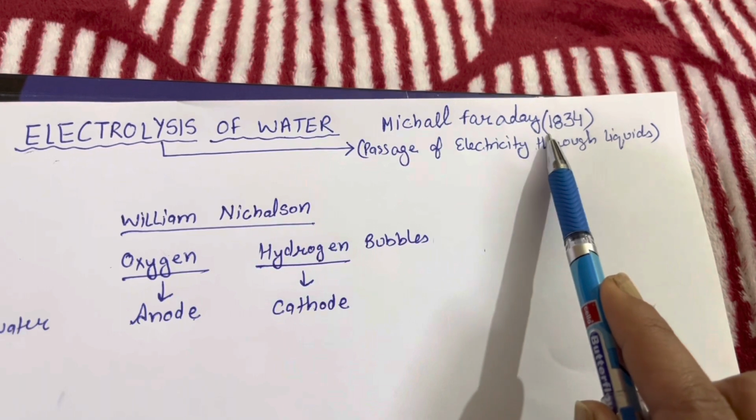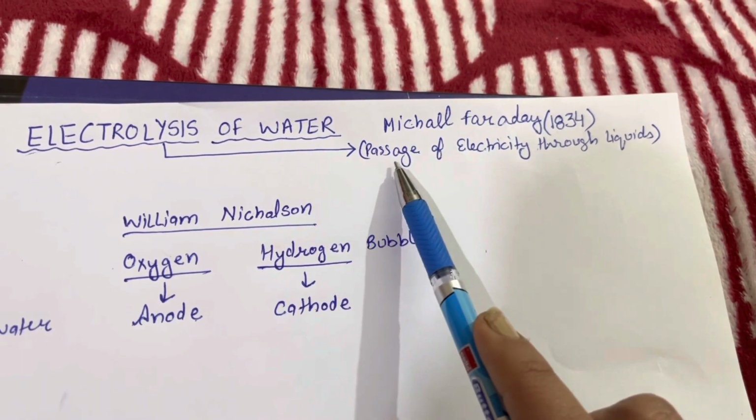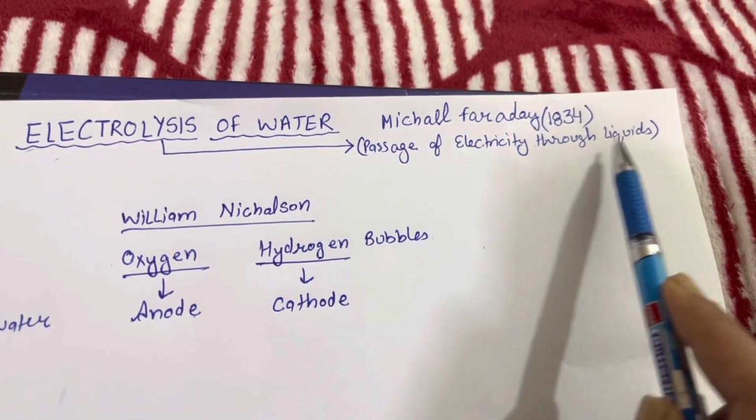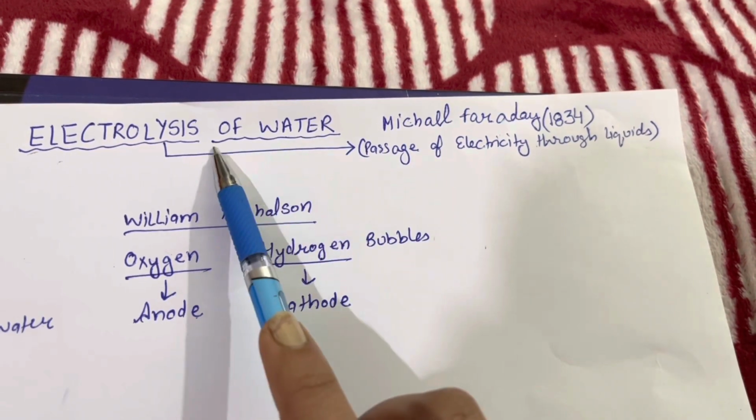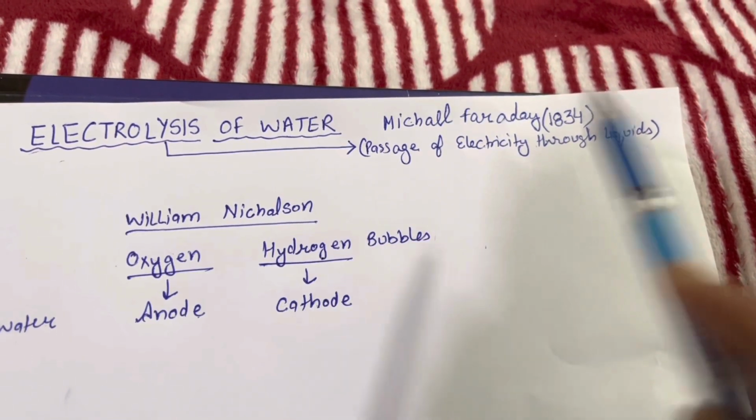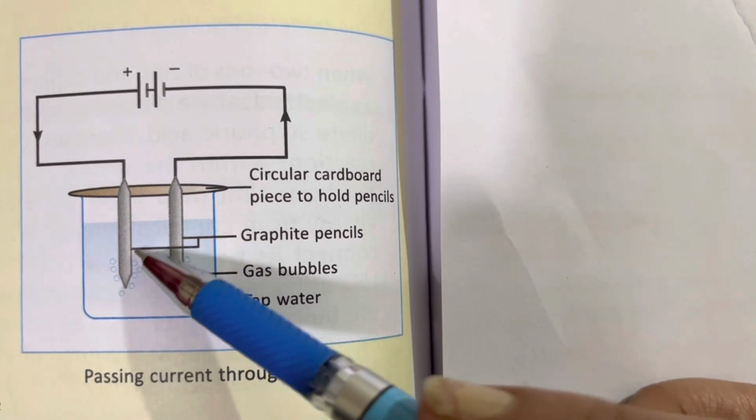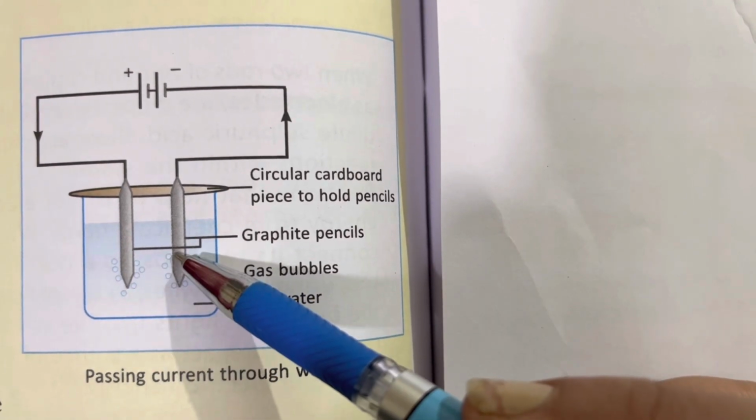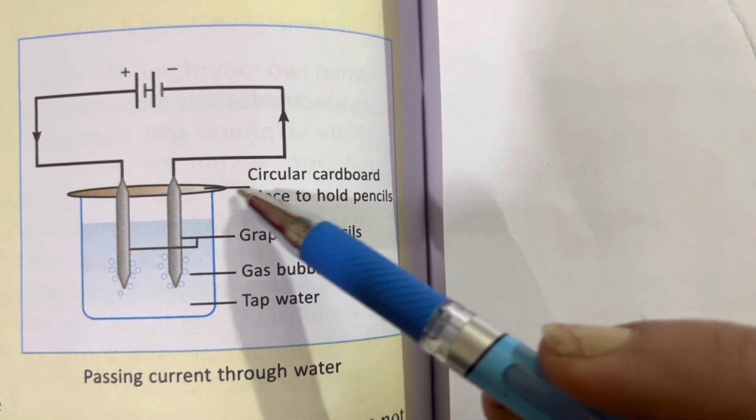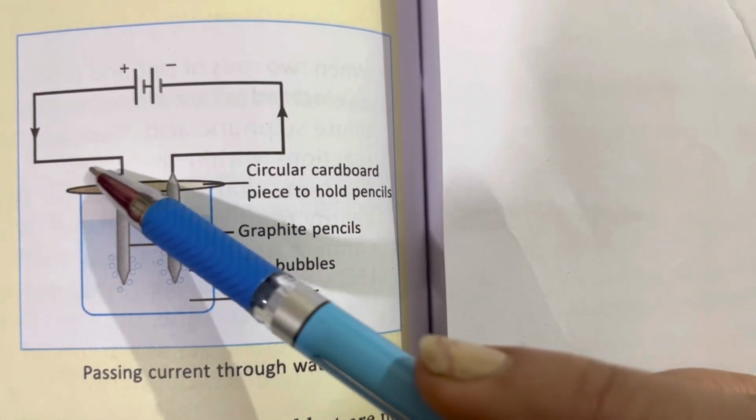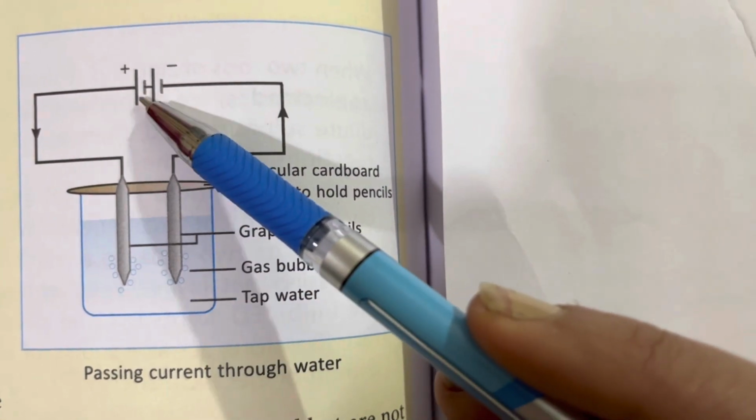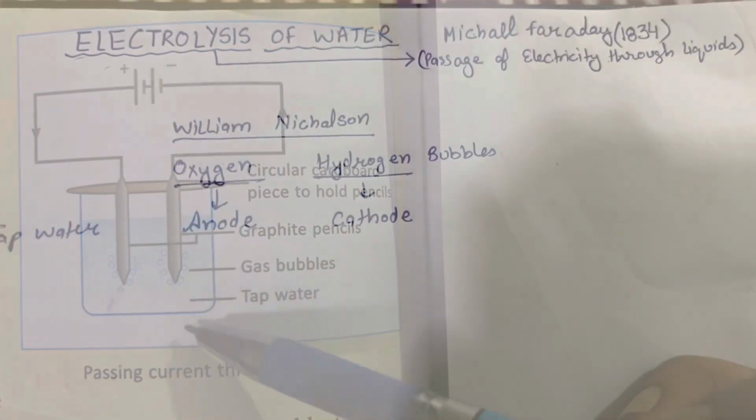Michael Faraday in 1834 did his experiments on passage of electricity through liquids. This is known as electrolysis. So fill the beaker with tap water, use two graphite electrodes, and make a simple circuit as shown in this figure using a battery and wires.